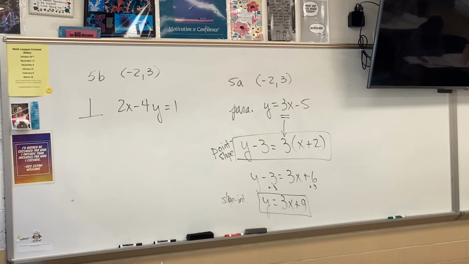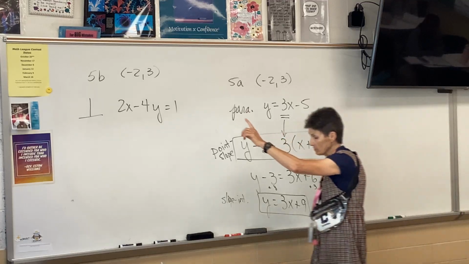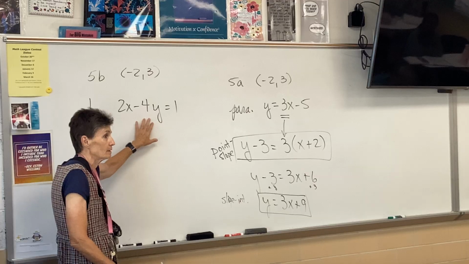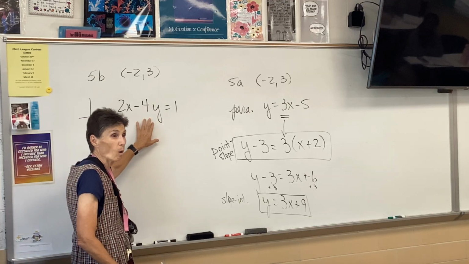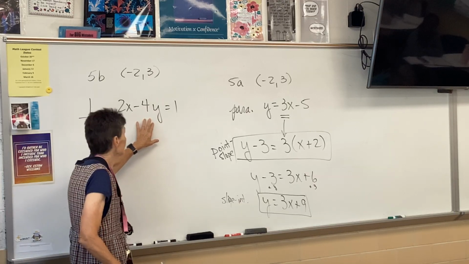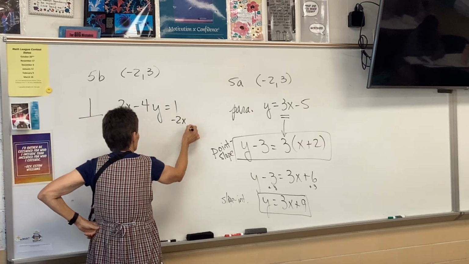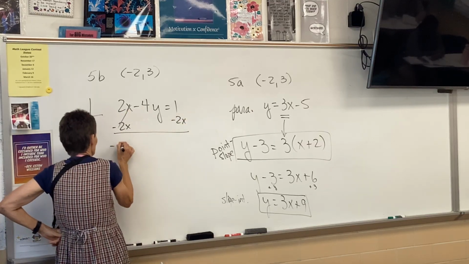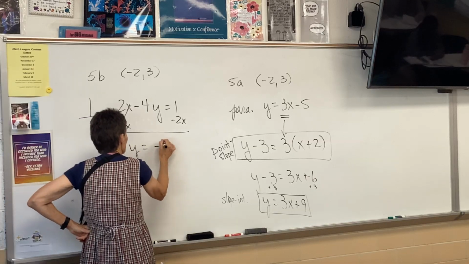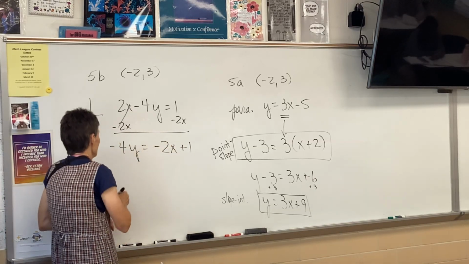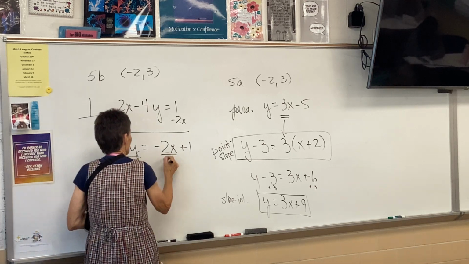Now, I do not have 2 points. So I'm going to have to figure out the slope from this line right here. How am I going to figure out the slope from this line? I'm going to need to get y by itself. So I'm going to subtract the 2x over. You're going to want to do this carefully. Now, obviously, it's not hard, but be careful. And then divide everything by -4.